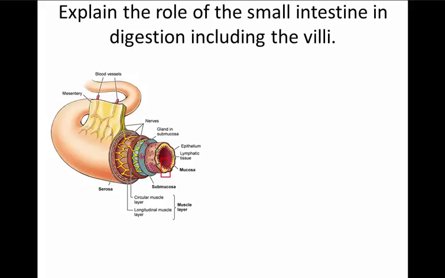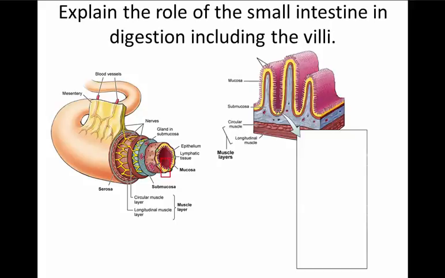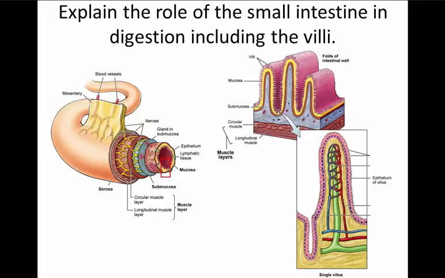If we take a close look at this region here, we can see all the layers that we mentioned earlier: the mucosa layer, submucosa, and then the muscle layer. Within the intestine, though, we have folds of the intestinal wall, as indicated here. And on those folds, we actually have villi. If we were to zoom into the region indicated by the rectangle here, we could take a close-up look at the villi.